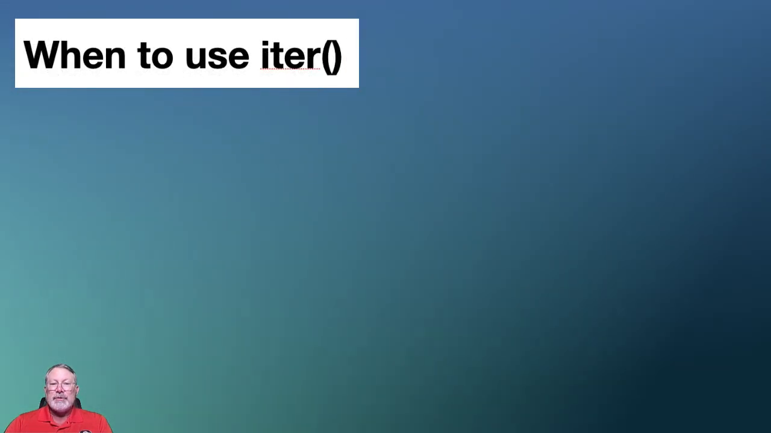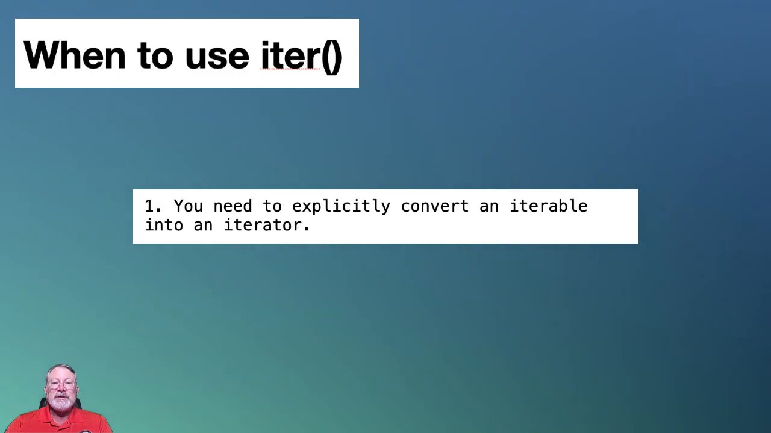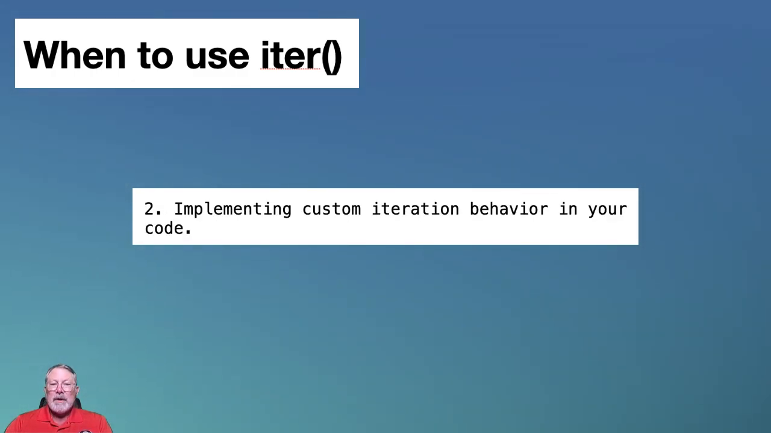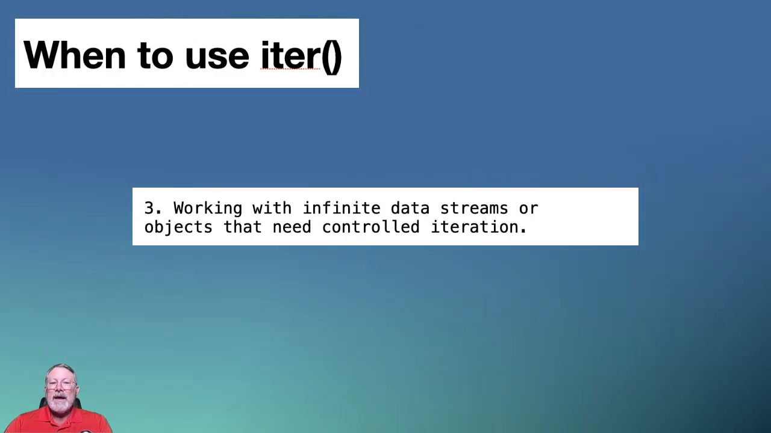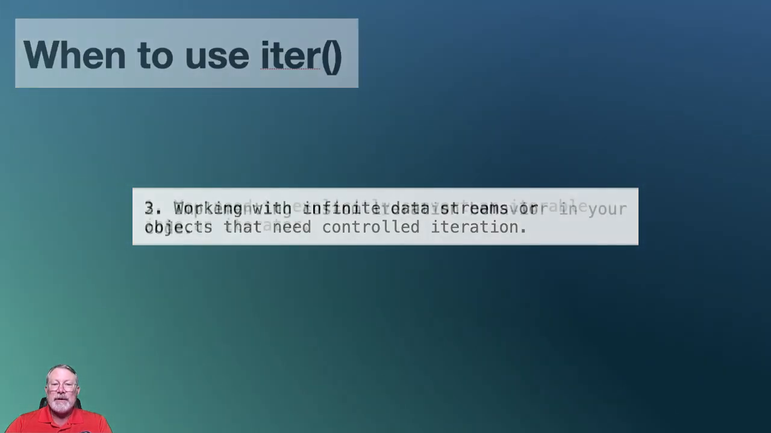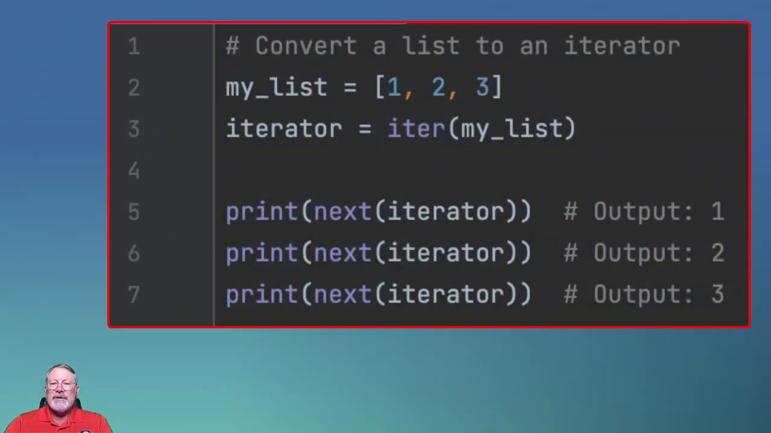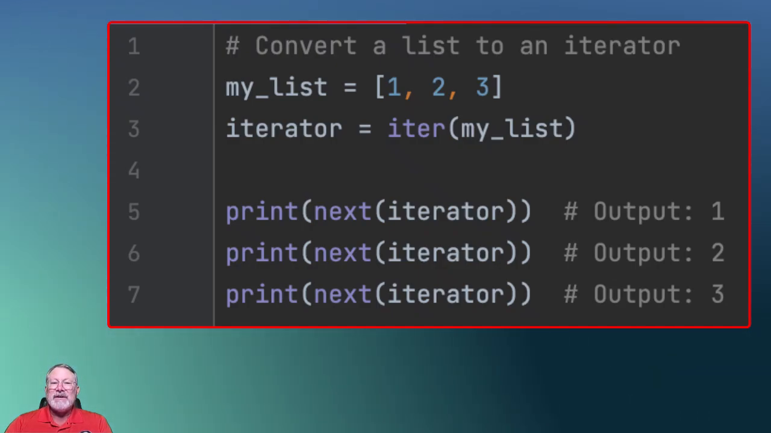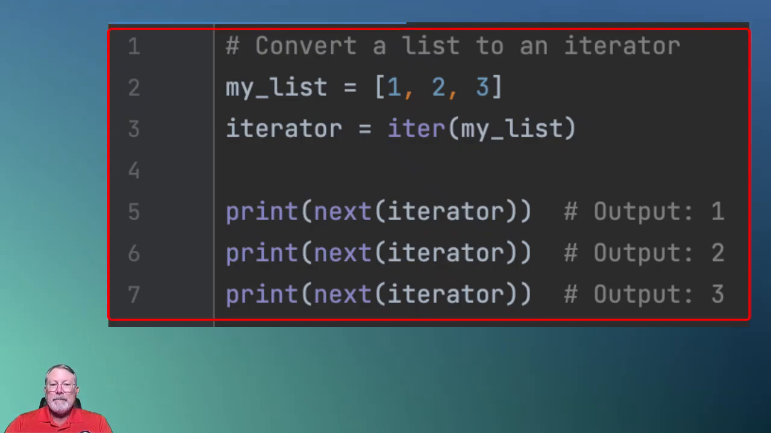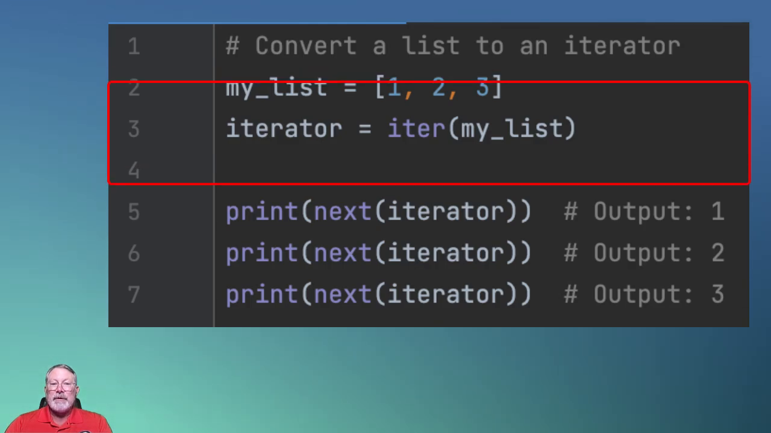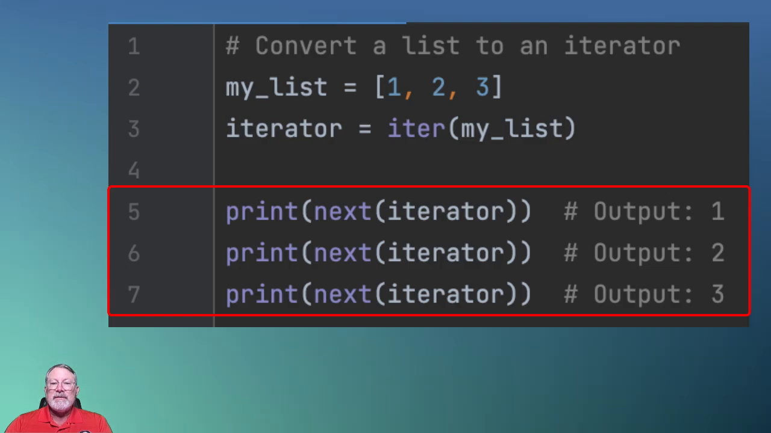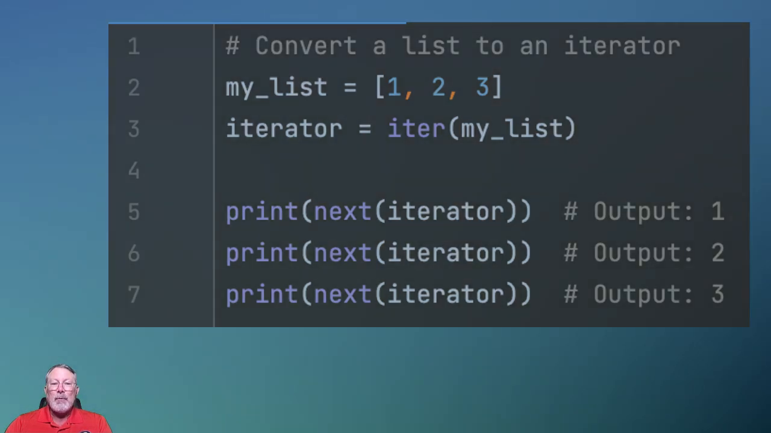You'd use the iter function when you need to explicitly convert an iterable into an iterator, when you're implementing custom iteration behavior in your code, and when you're working with infinite data streams or objects that need controlled iteration. Let's start with a simple example where we convert a list into an iterator. Here, the iter function converts the list into an iterator, and next retrieves each element one by one.